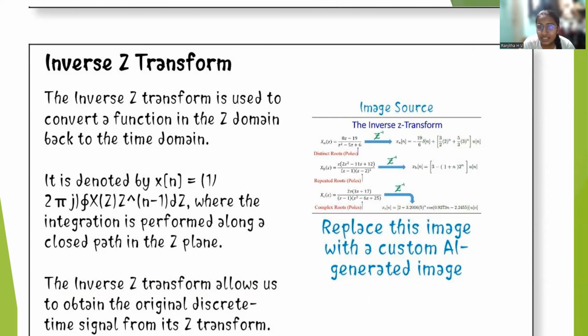In this, we can see the inverse Z transform, that is X(z) equals (8z minus 19) divided by (z squared minus 5z plus 6). Here we apply the inverse Z formula and we get x(n) equals (minus 19 by 6) u(n) plus (3 by 2) times 2 to the power of n plus (5 by 3) times 3 to the power of n times u(n).